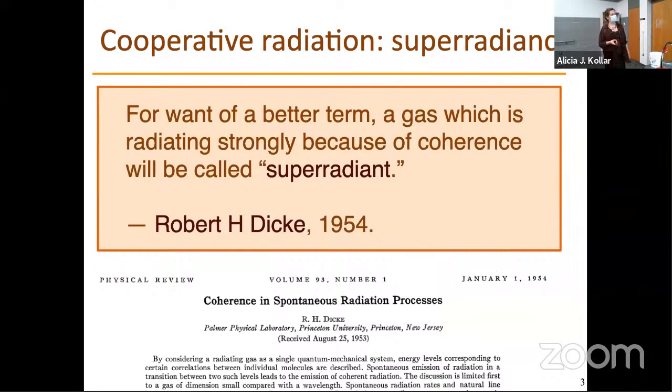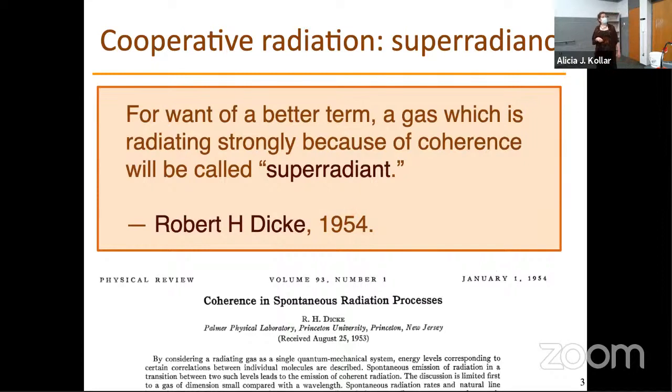So here is the grandmaster and inventor of cooperative effects, Dicke. And I love this quote, which is in his original paper, where he says, "for want of a better term, a gas which is radiating strongly because of coherence will be called superradiant." I found this quote very nice because it reminds me of people who regularly use the term quantum supremacy and always say, oh man, this sounds really awful, but it's now a coined term and everybody knows what it is. So it seems like Dicke felt a little bit similar about the word superradiant.